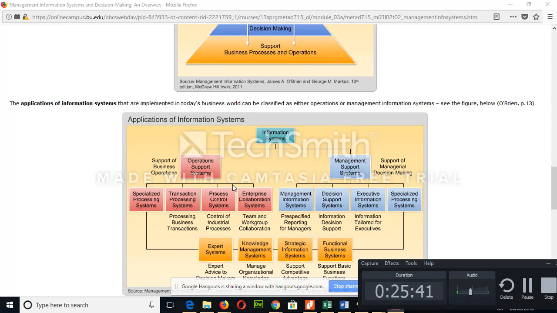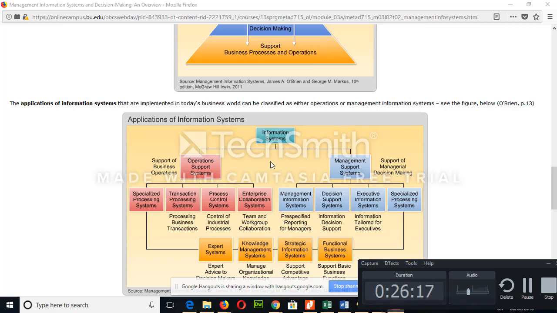Operation support systems. Okay, there are 4 categories of operation support systems. That is systems that are used at the operational level, or at the operations management level. Okay, we have specialized processing systems. Specialized processing systems deal with specific operations of a specific company. So for example, in a factory, they may have a particular system that deals with specific processes of the organization.